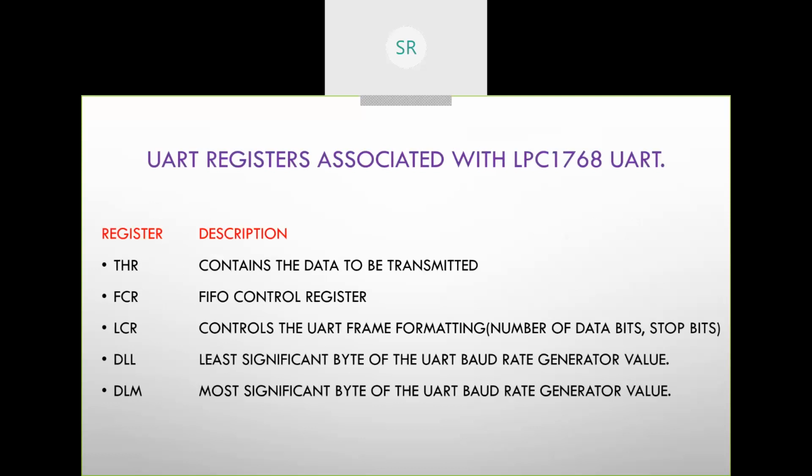The UART registers associated with the LPC 1768 are: THR, which contains the data which we need to transmit; FCR, the FIFO control register; LCR, the line control register, which controls the UART frame; DLL, the least significant byte of the UART baud rate; and DLM, the most significant byte of the UART baud rate.